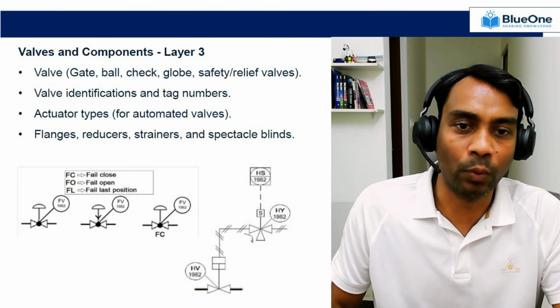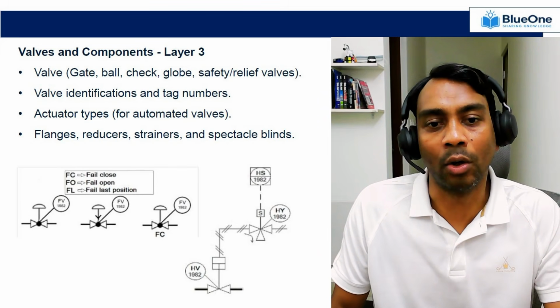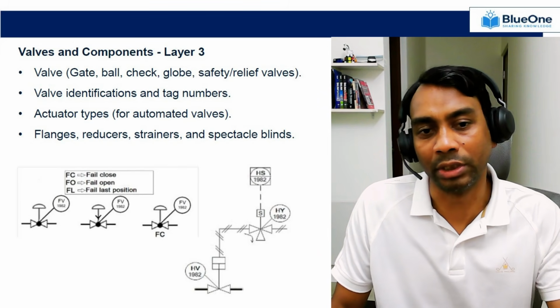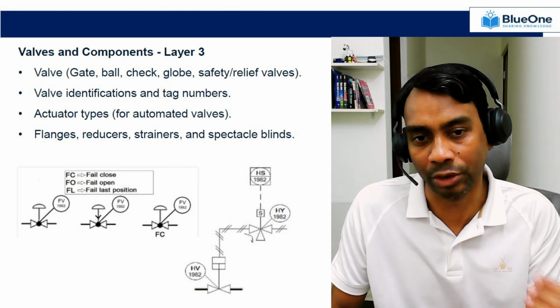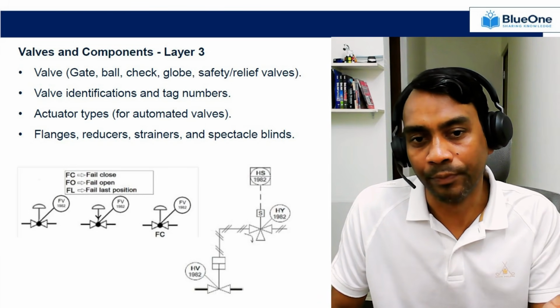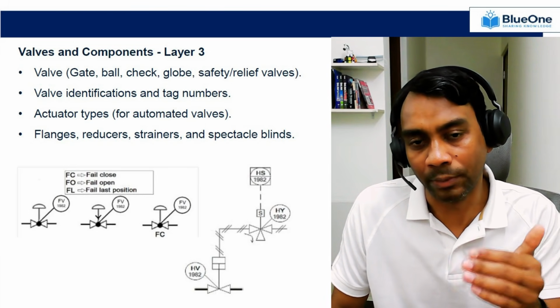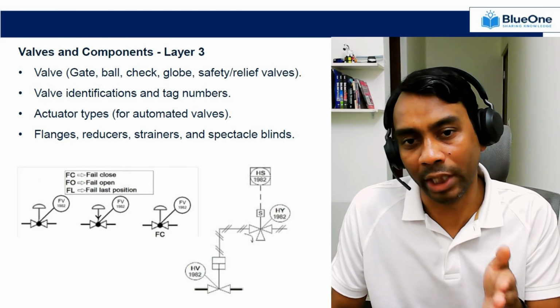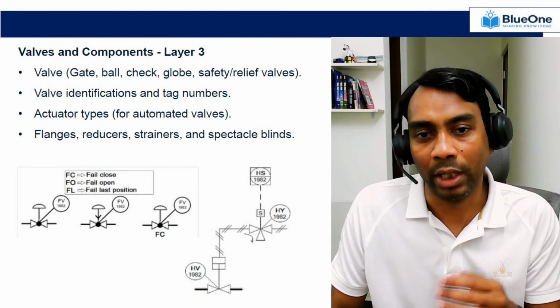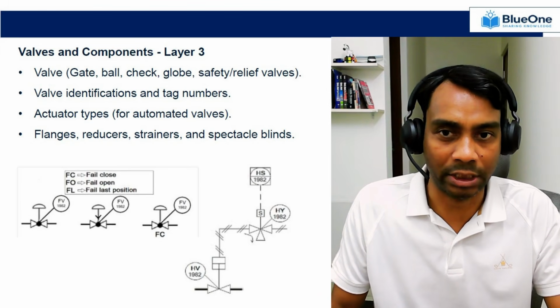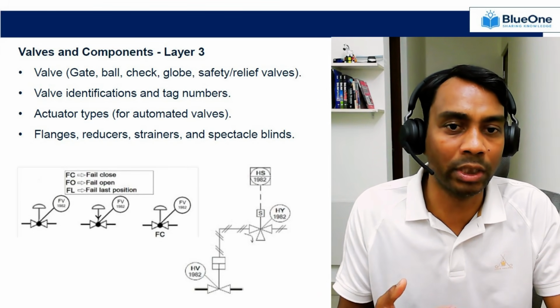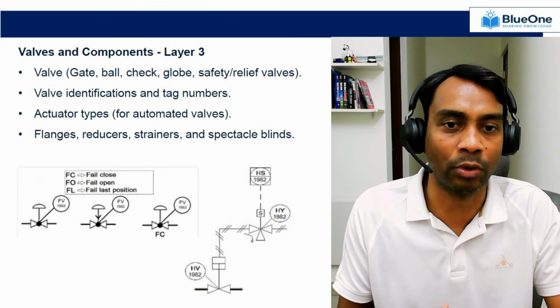I have tried to put one of the on-off valves on the screen. So you can see there is an HV1982, which is an on-off valve with the actuator, and this particular actuator is actuated by the solenoid HY1982, and the command is coming from the DCS. We'll discuss more about the control side in the upcoming slides.